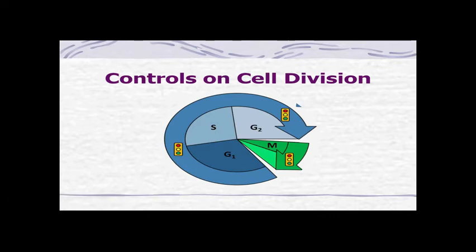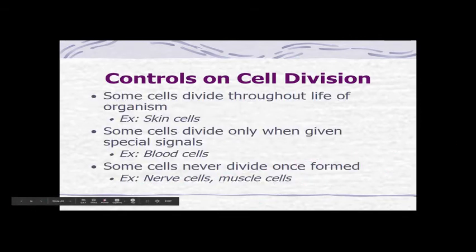Now, for this process to happen correctly, there has to be some control. There has to be some regulation on what the cells are actually doing. So there are some cells that divide throughout the life of the organism. Like we mentioned before, our skin cells never take a break from division. They're constantly growing and dividing.